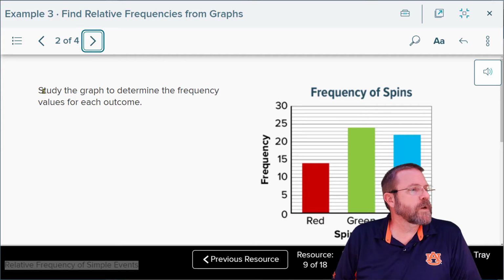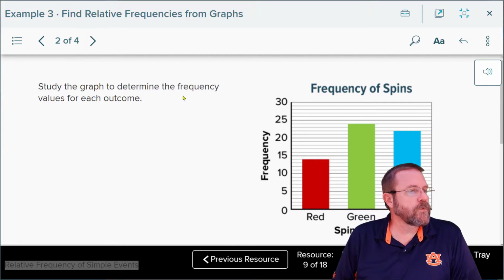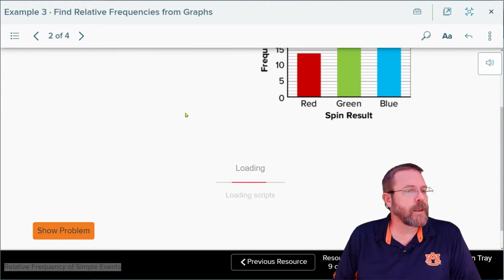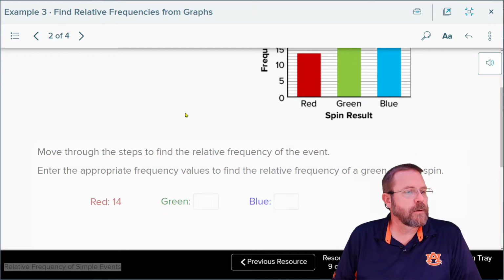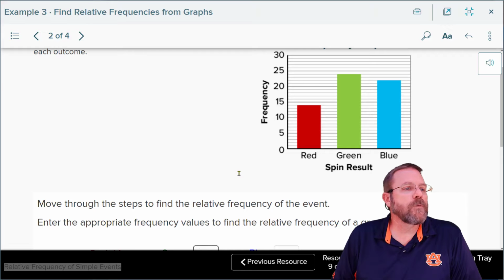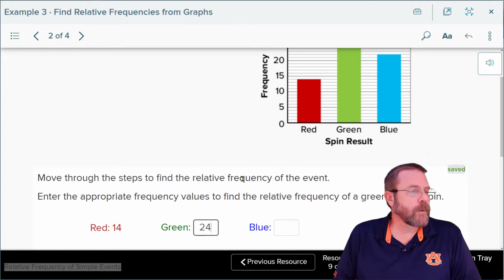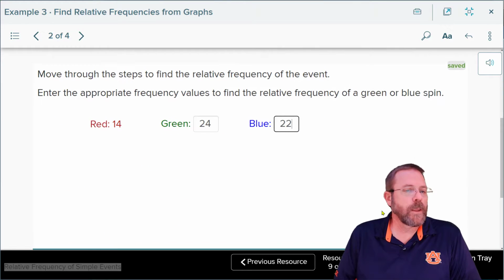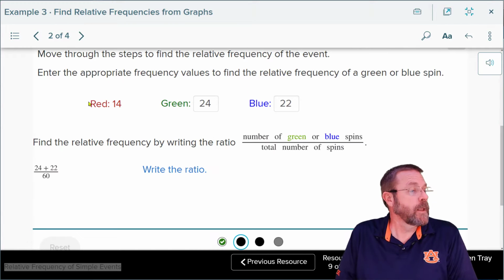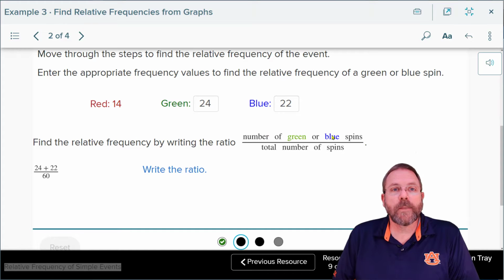So first we're going to study the graph to determine the frequency of the outcome of each, and we just talked about that. We can see that there is 14 red, 24 green, and 22 blue. And from there, we can check that. That part checks. Next, it has a relative frequency of the number of green and the number of blue to the total number of spins.